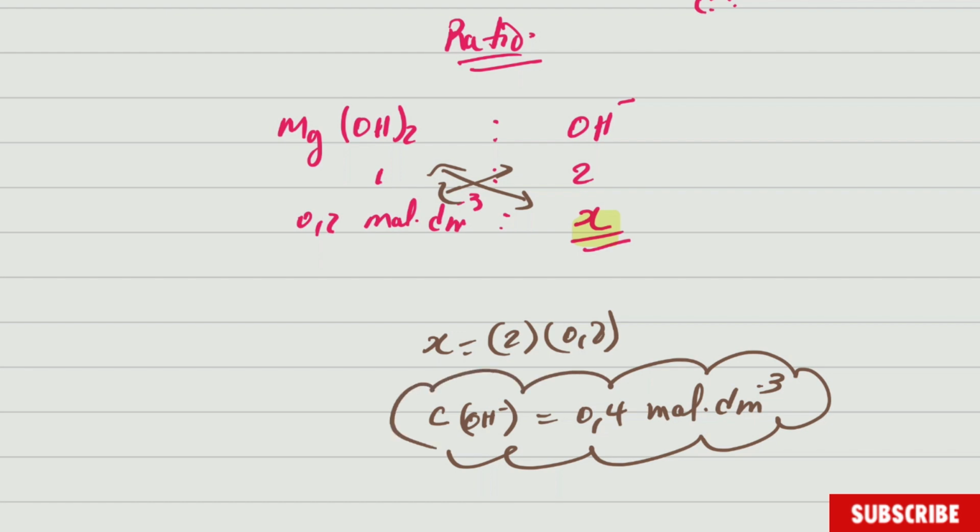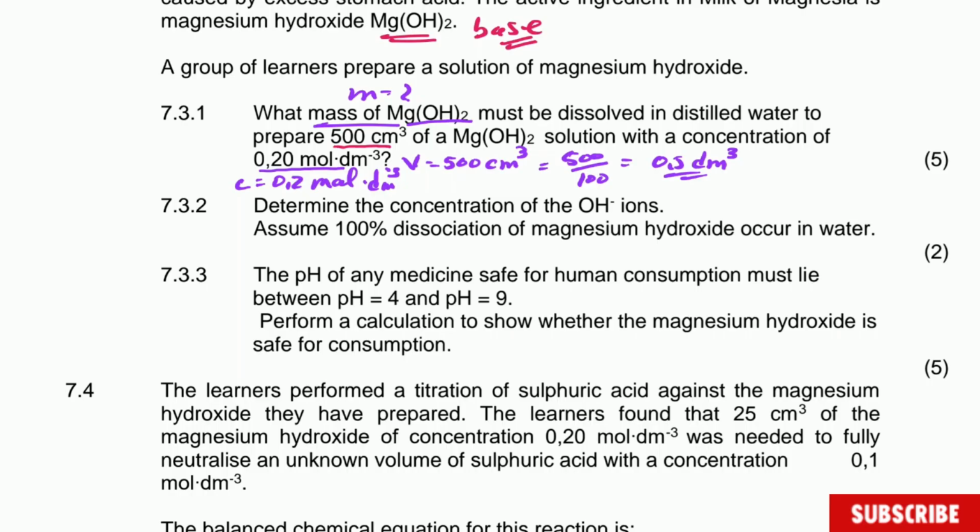This one is important because sometimes you need it for the calculation of the pH, which is in actual fact the next question. Let's say the pH of any medication safe for human consumption must lie between 4 and 9. Perform calculation to show whether the magnesium hydroxide is safe for consumption. So all we have to do is to calculate the pH.